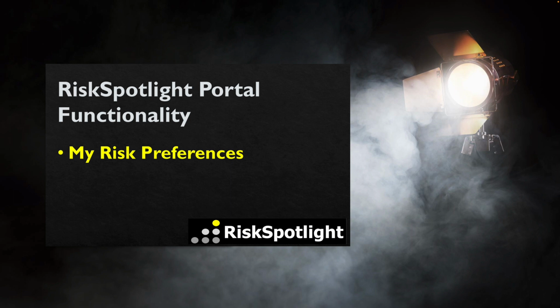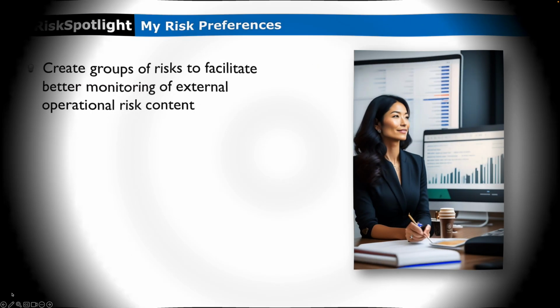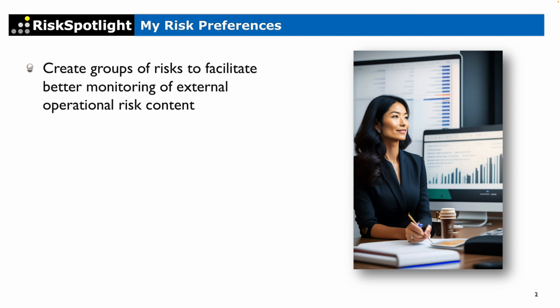In this video, I'm going to share the details of a very useful functionality called My Risk Preferences, which is available to our subscribers in the RiskSpotlight portal. The portal is an online service that is utilized by financial services firms for monitoring external loss events, emerging operational risk topics, emerging best practices, and regulatory developments. This functionality allows users to create one or more groups of risks to facilitate better monitoring of external operational risk content within the portal. Let me show this functionality to you within the portal.